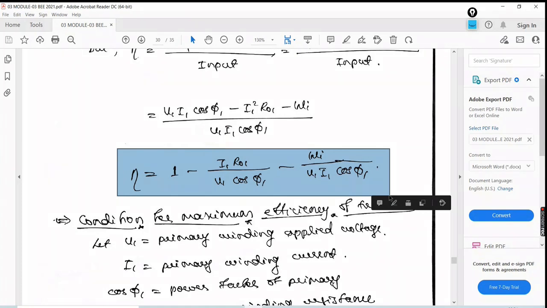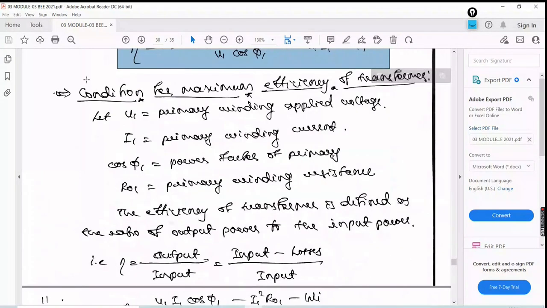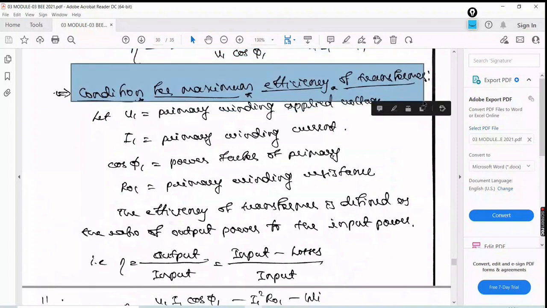Keep all these formulas. This will also be important from the examination point of view. Then the condition for maximum efficiency of the transformer.